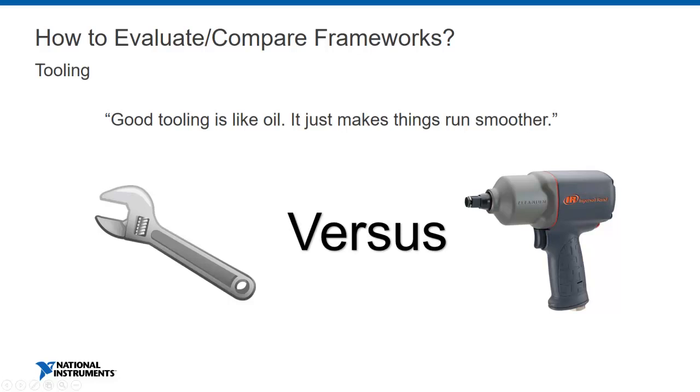All right, tooling. Good tooling is like oil. It just makes things run smoother. If you have to remove a single bolt, a crescent wrench works just fine. If you've got to remove 100, having the air gun is way nicer. So the question is, for all those repetitive tasks that you have to do in a framework, like constantly creating new modules and new messages, which tool do they provide to do that? Do they provide the air gun or the crescent wrench? It's going to make a big difference in how productive you are.